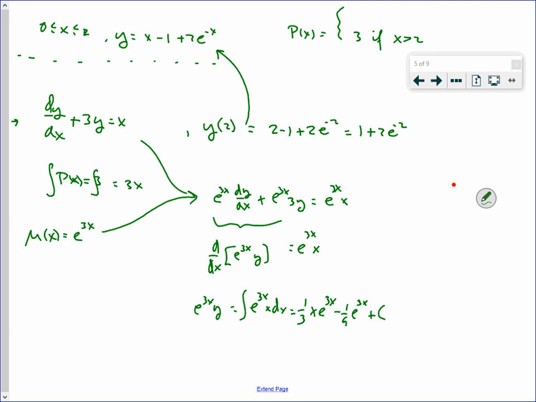And then if you multiply through by e to the minus 3x, so that I have just y by itself, it cancels out the e to the 3x, so we have y equals 1/3 x minus 1/9 plus some constant times e to the negative 3x.